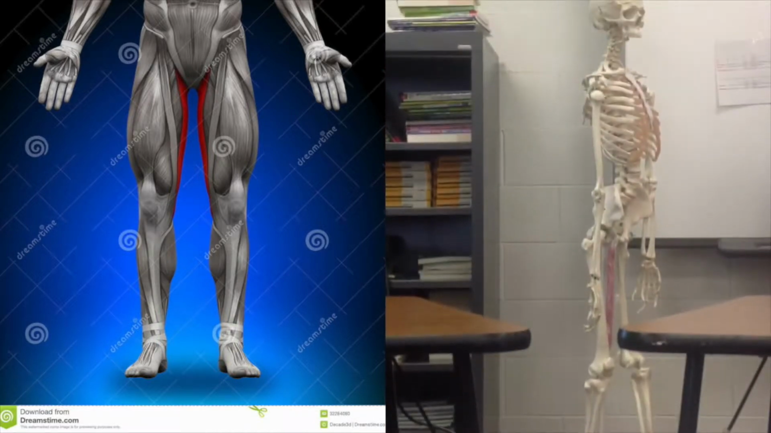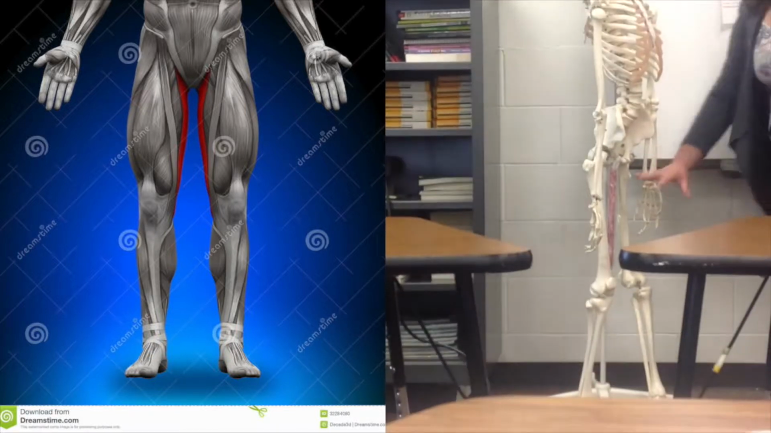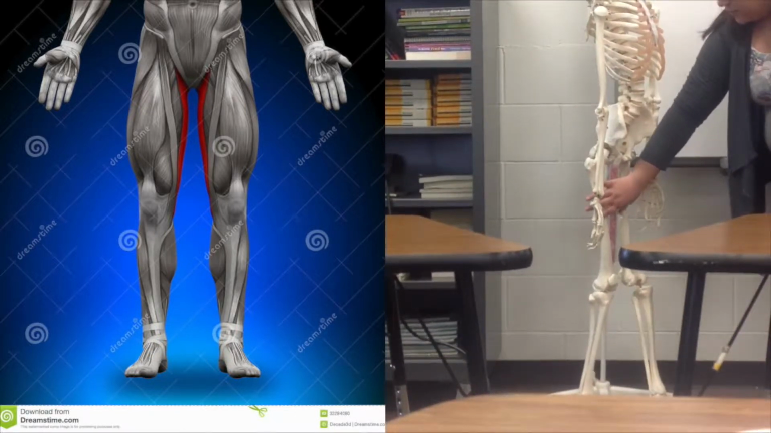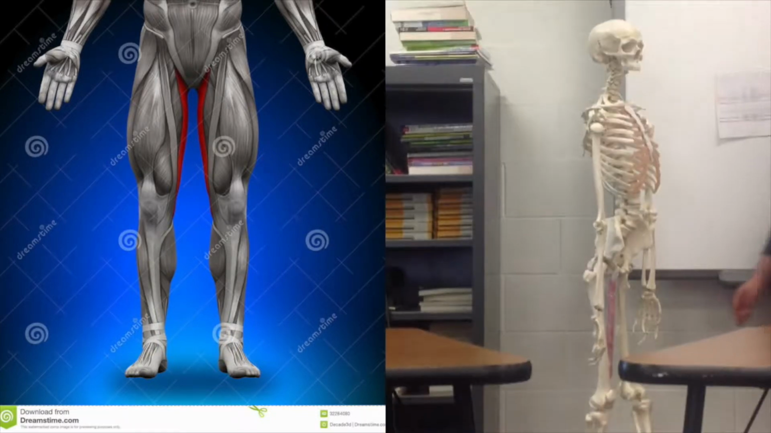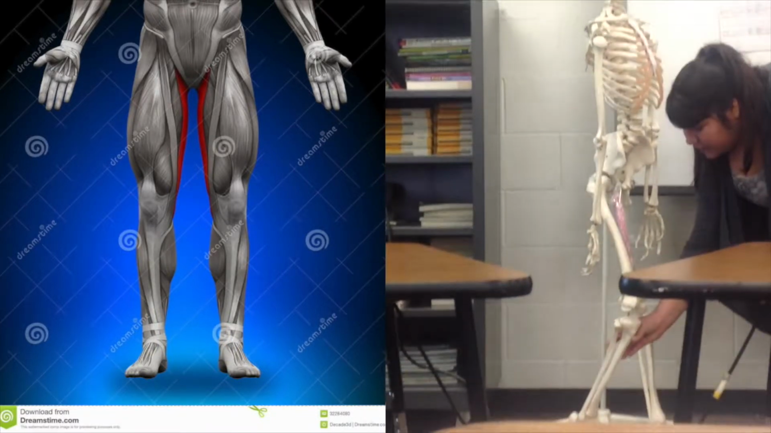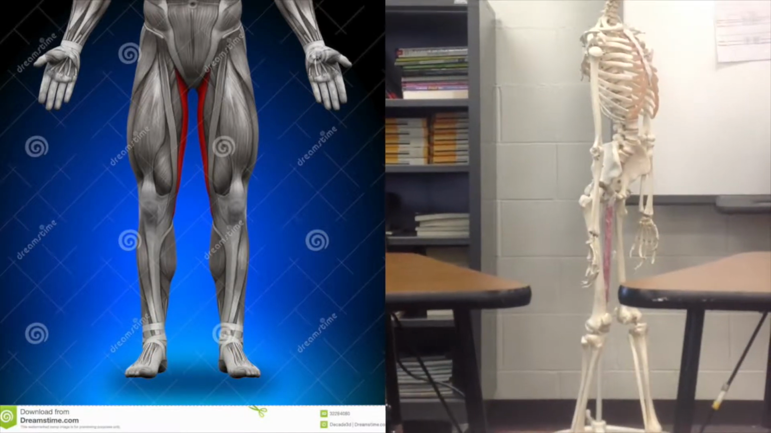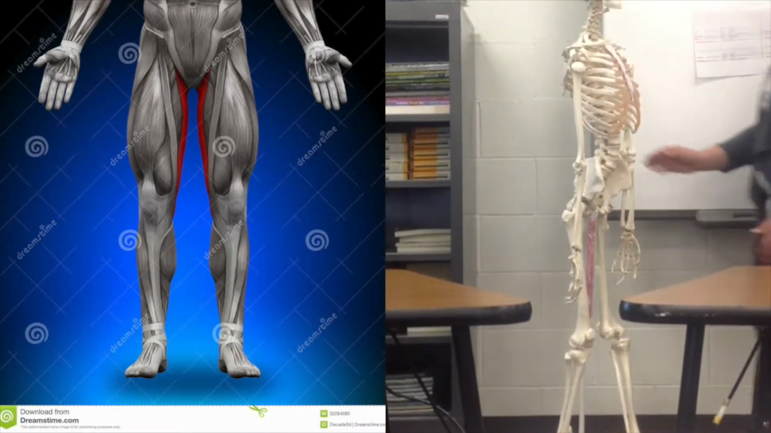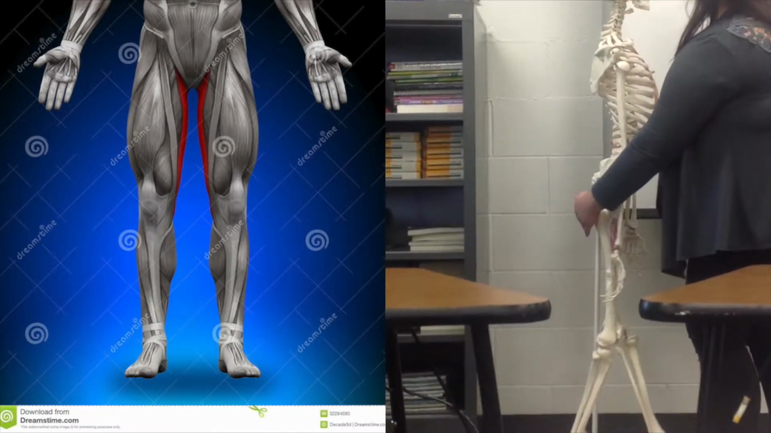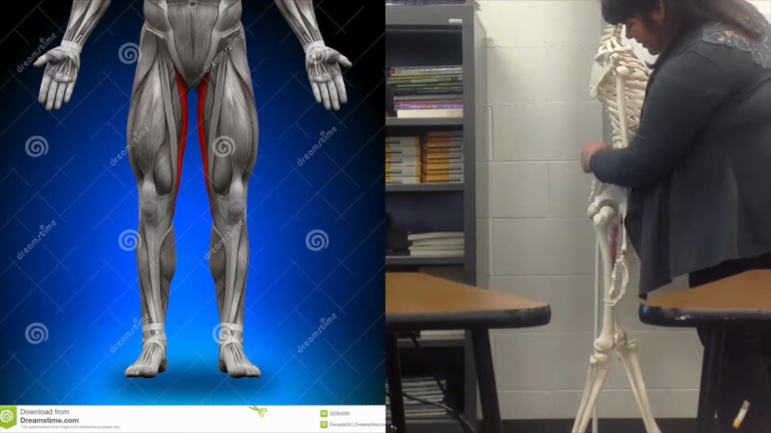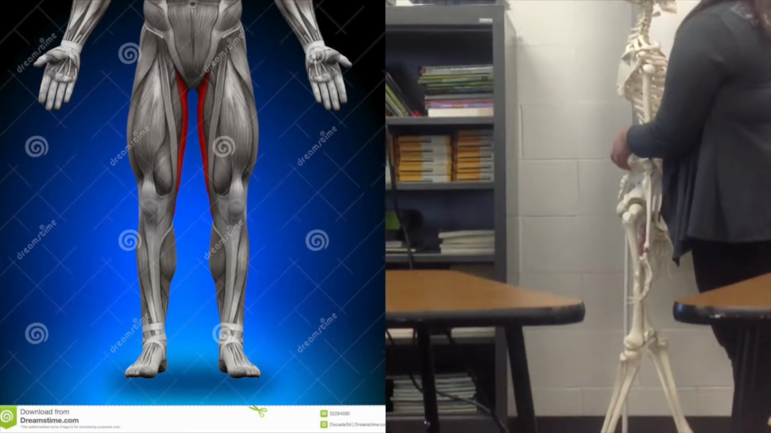So, right there. For its action, it adducts the thigh, which means brings it to the medial of the body, so brings it in. And flexes the knee, so that means when you raise your knee like that. And for the antagonist is the gluteus maximus, which is on this other part, and the gluteus minimus, which is right on top of the gluteus maximus.